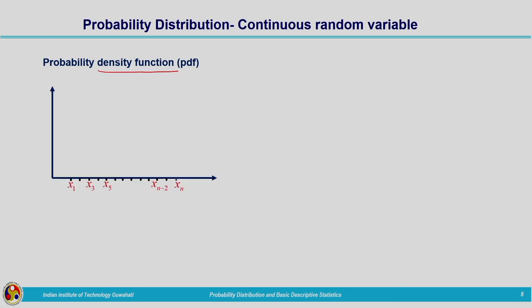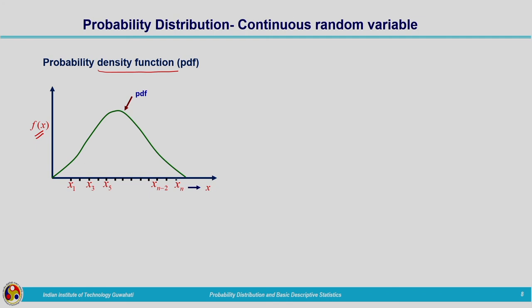Along the x-axis we are plotting the values which will be taken up by the random variable, and along the y-axis the probability density function. Corresponding to x1, x2, what is f(x1), f(x2), that will be plotted along the y-axis, and we can get a continuous curve which is represented by this curve. So this is our PDF, probability density function.